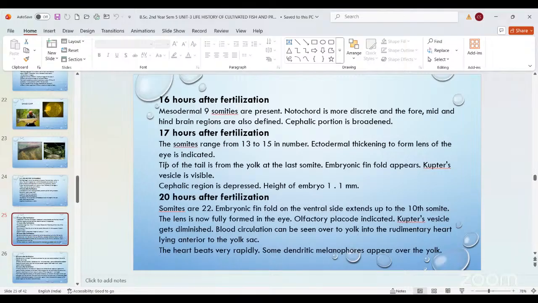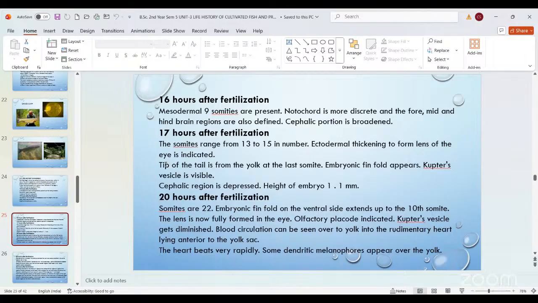16 hours after fertilization, mesodermal 9 somites are present. Notochord is more discrete and the fore, mid and hindbrain regions are also defined. Cephalic portion is broadened. 17 hours after fertilization, the somites range from 13 to 15 in number.